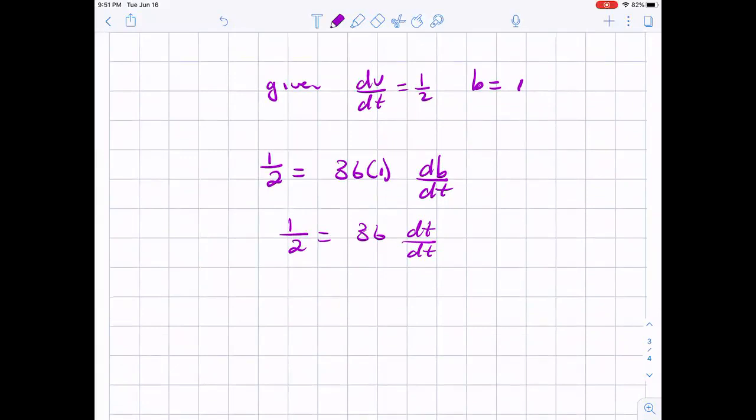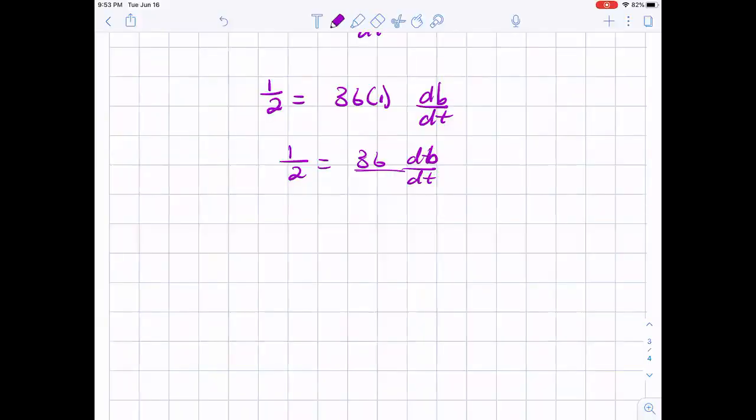And we can solve for db/dt. So this is the same as 1/2 divided by 36 is equal to db/dt. And 1/2 divided by 36, that's the same as 1 over 2 times 36, so it's 1 over 72 is equal to db/dt.